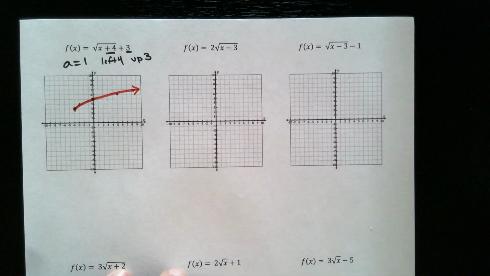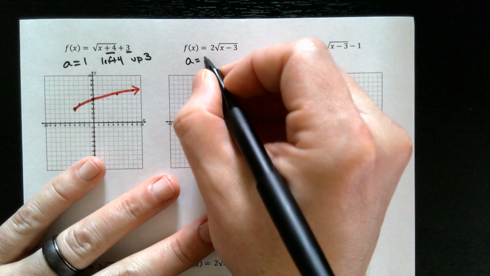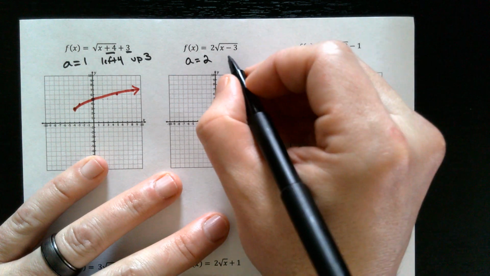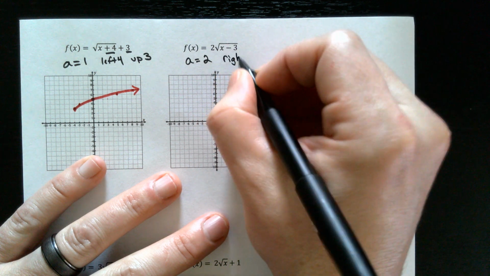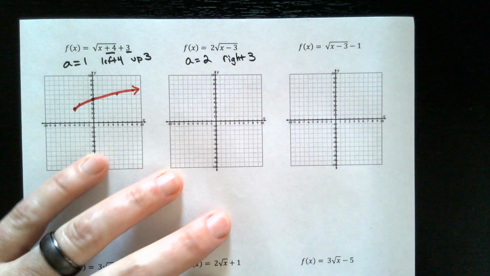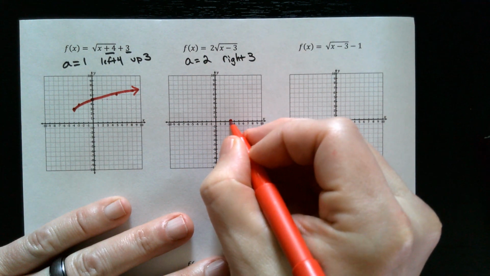Okay, let's look at this next one. We've got an A this time that's not 1. A is equal to 2. And then of course this shift right here is on the inside, so it'll go right by 3. Remember, it's left and right, opposite of the sign when it's on the inside. So I go right 3, plot a new point.